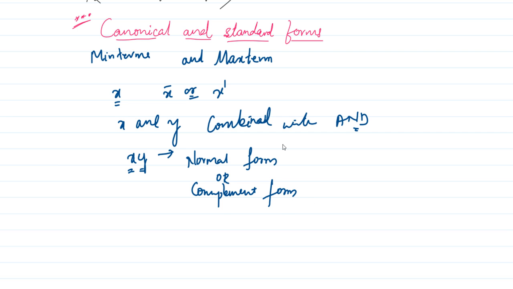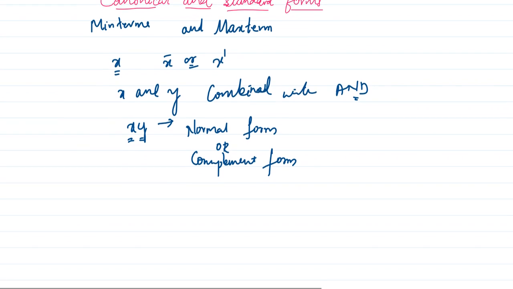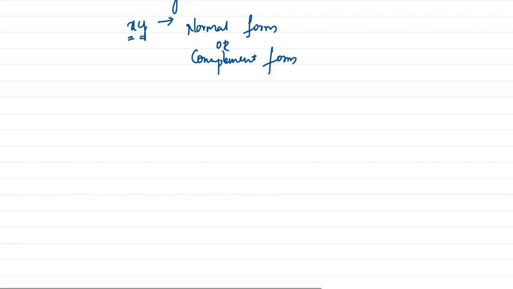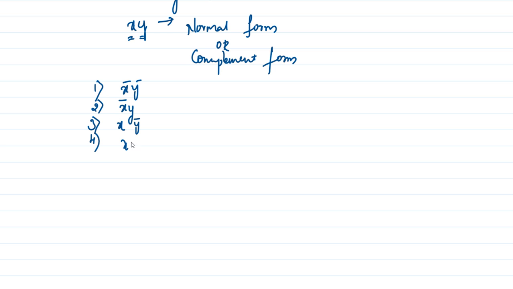How many possibilities can we have? If I consider two variables x and y, the combinations are like this. I can write both primed, x bar y bar, this is one combination. The other one is x primed, y normal. The third one is x normal, y primed. And the last one is x normal and y normal. These many combinations we can have if I consider two variables.